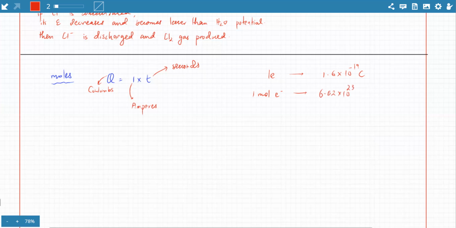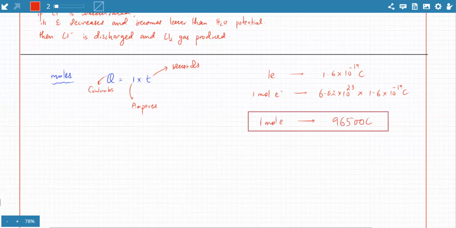That's a huge quantity of electrons. And each electron has a charge of 1.6 times 10 power minus 19 coulombs. So from this calculation, if you do the math, 1 mole of electrons has a charge of 96,500 coulombs. That one mole of electrons is going to have a charge of 96,500 coulombs. And this is known as your Faraday constant.